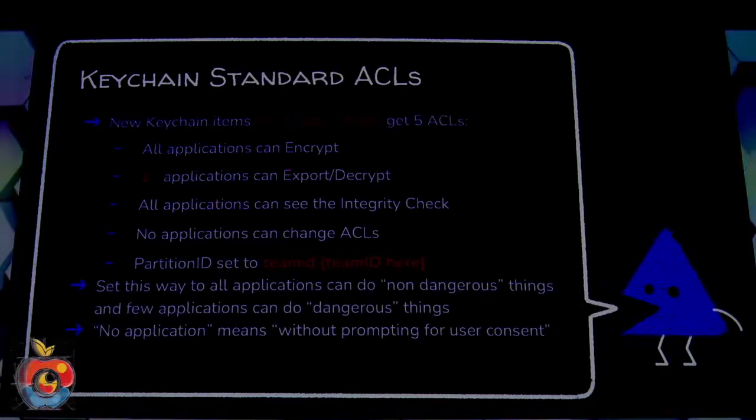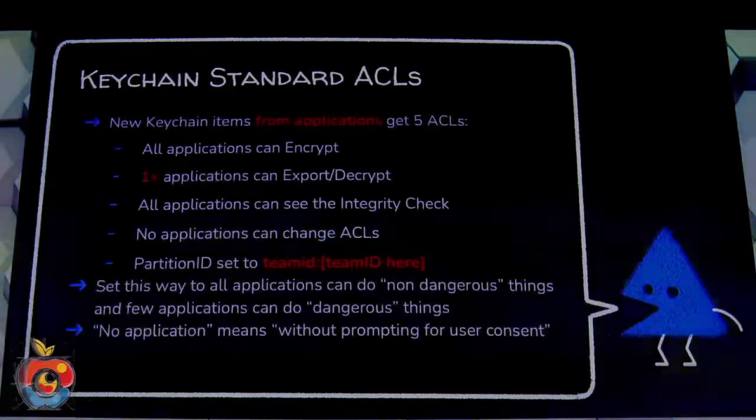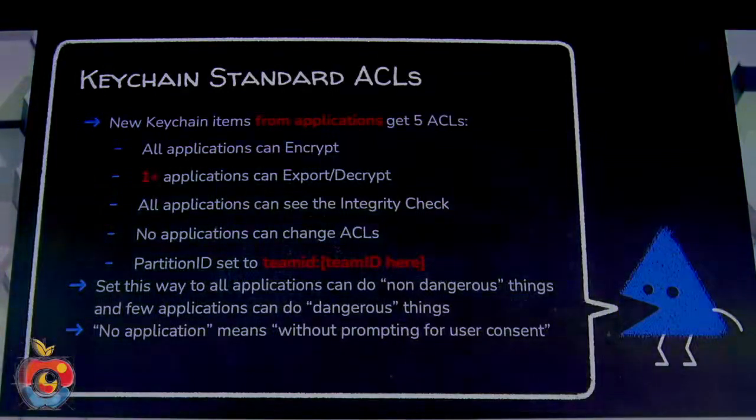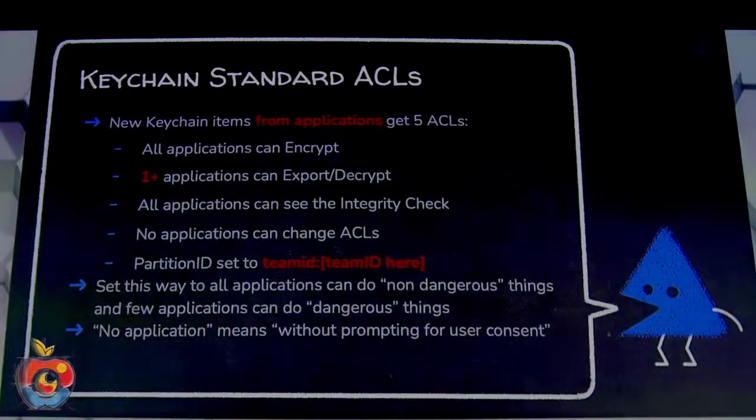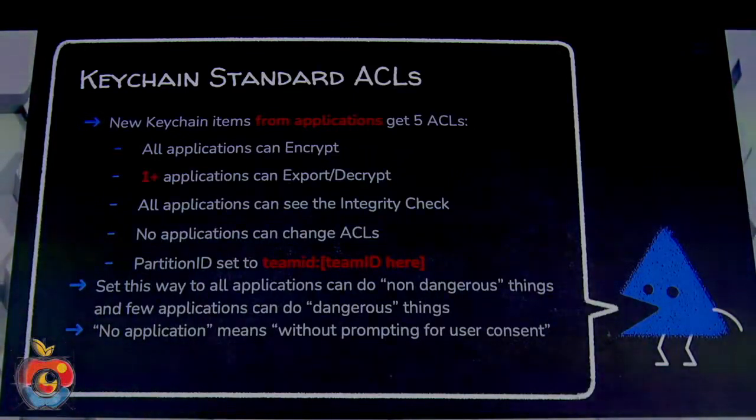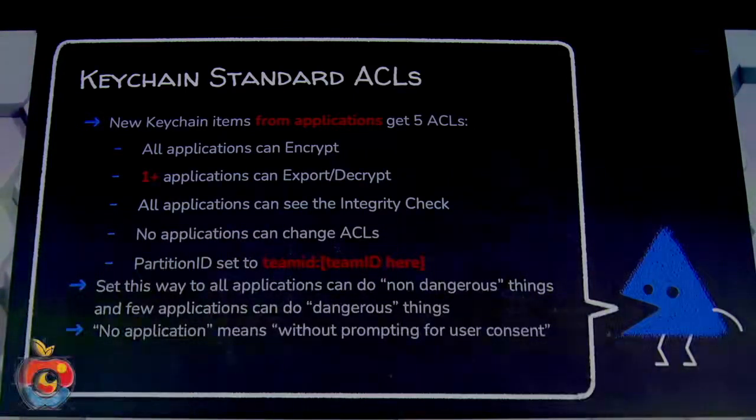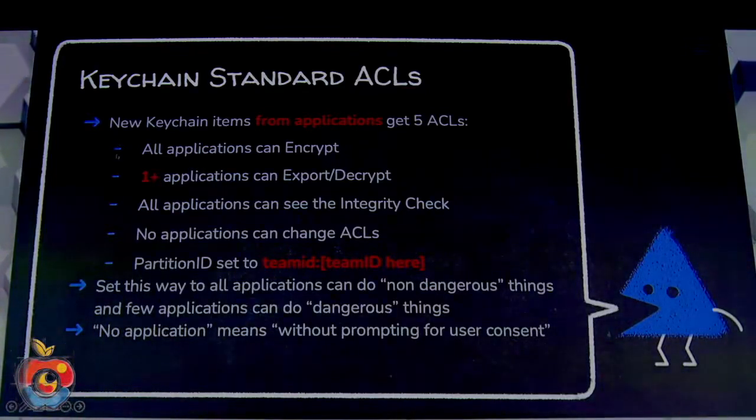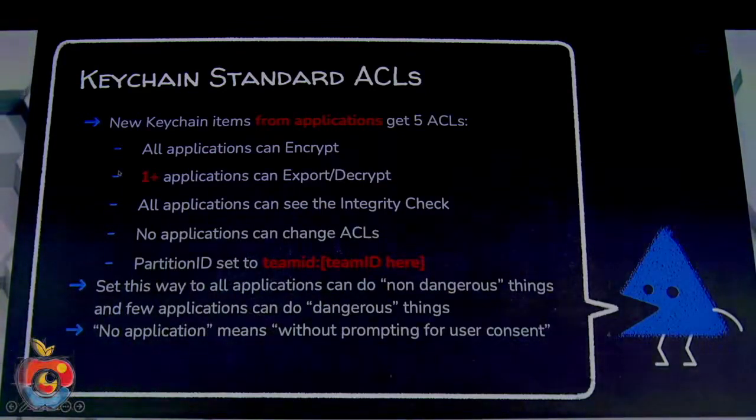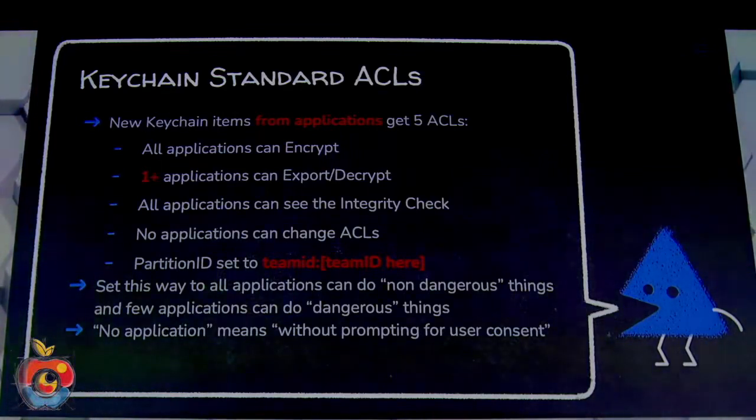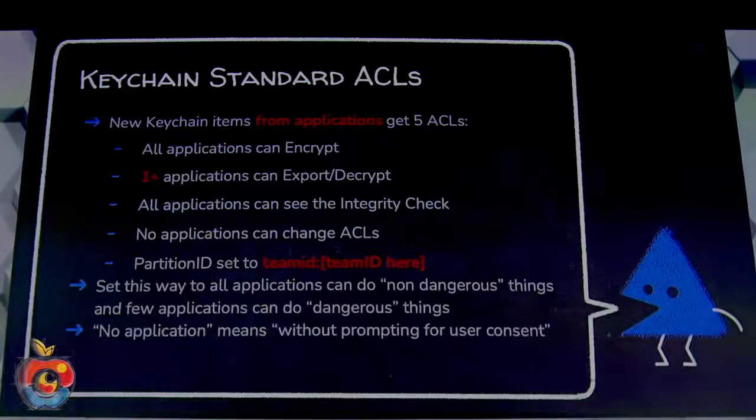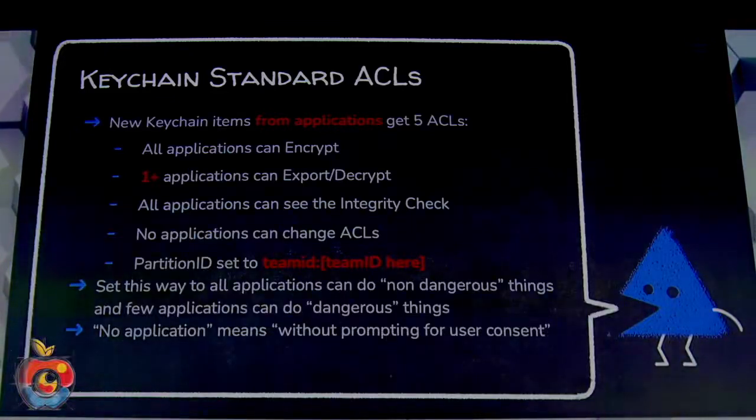If a normal application creates a keychain entry, not using the Keychain Access app, it's just slightly different. It'll take the information from the application that tried to create it, say Google Chrome, Slack, Zoom, what have you. They create an entry in the keychain. It'll say all applications can encrypt. Only that specific application that saved it into the keychain in the first place can export the clear text, can decrypt, all that sort of stuff. And the only other thing that changes is the partition ID. It gets set to team ID colon and then the corresponding team ID.